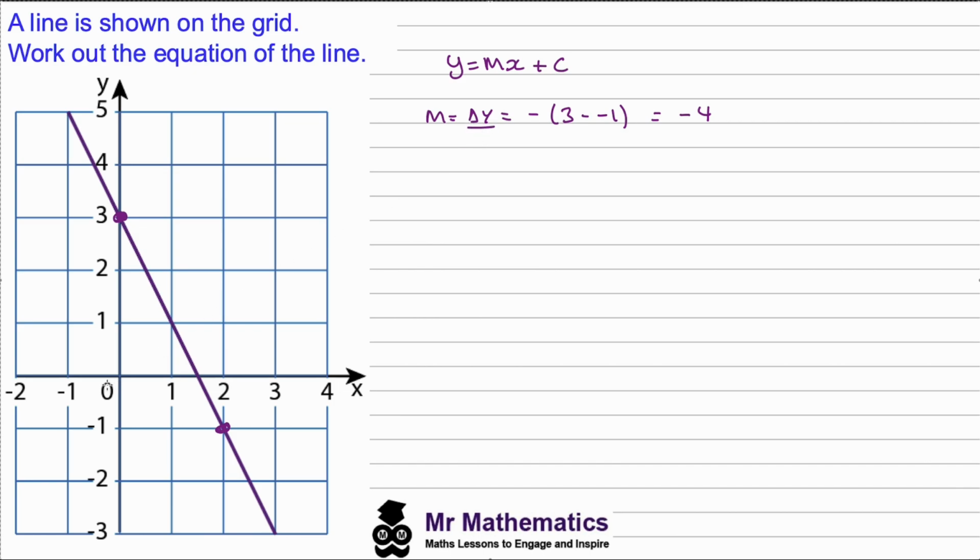The change in x from 0 to 2, the change in x will be 2 take away 0. This will give us a gradient of negative 2. What this tells us is that every time we move across by 1 in the x, we move down by 2 in the y. And then we've got y equals negative 2x plus the intercept. And you can see the line passes through the y-axis at y equals 3. So y will equal negative 2x plus 3.